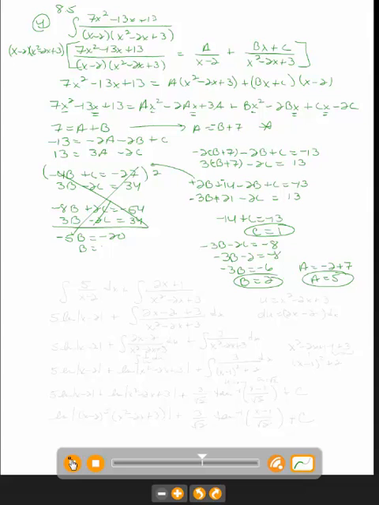So the problem then turns into the integral of, what was A, 5 over x minus 2, plus the integral, B was 2, C was 1, so 2x plus 1 over x squared minus 2x plus 3. Okay, so this first one is nice. It's 5 times the natural log of x minus 2. However, the second one, if the u was x squared minus 2x plus 3, then du would be 2x minus 2 dx, and that would be amazing, but that's not what it is. So what we're going to do is rewrite it a little bit. We're going to change that numerator to a 2x minus 2 plus 3, because that's the same thing.